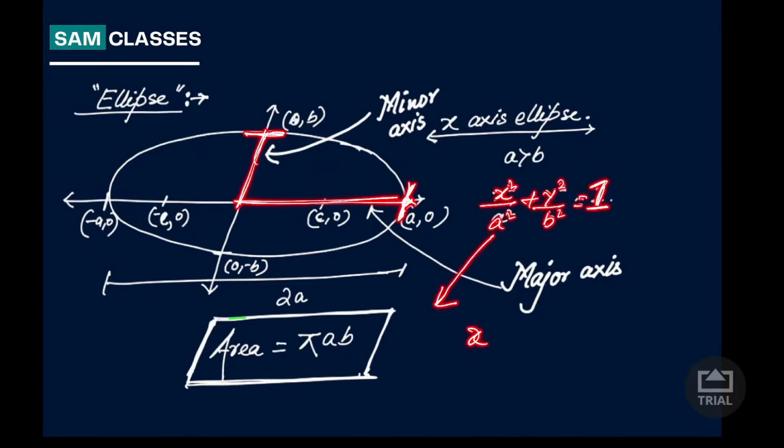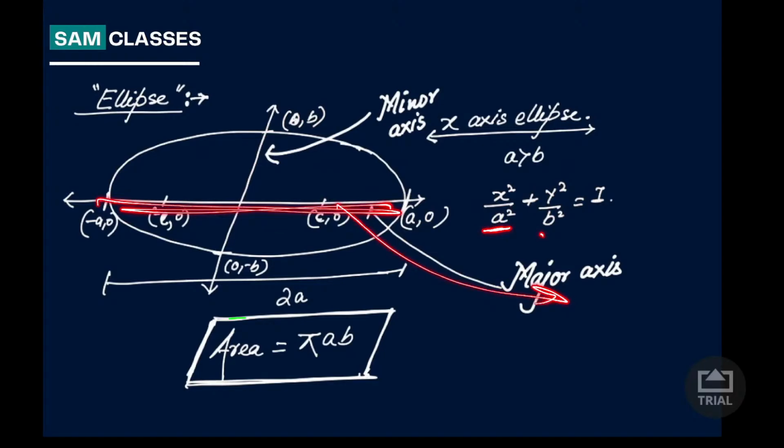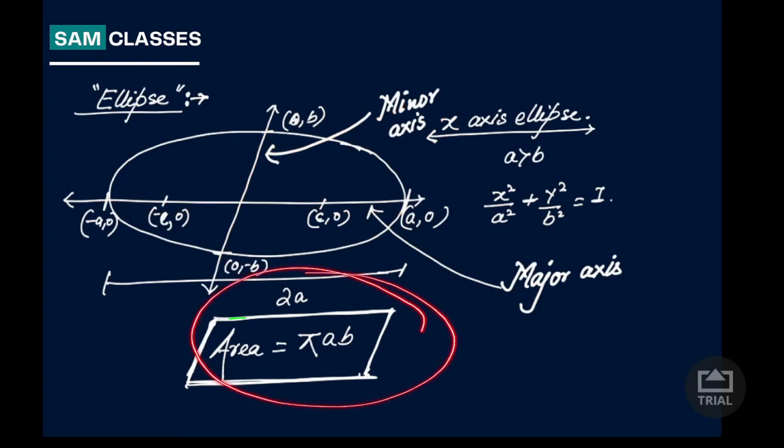So if somebody wrote x square by 6 square plus y square by 4 square equal to 1, it means it is cutting the x axis at 6 and the y axis at 4. This much I got it. Now if my a is greater than b, the major axis is the bigger one. This is smaller, so it is the minor axis. Clear?